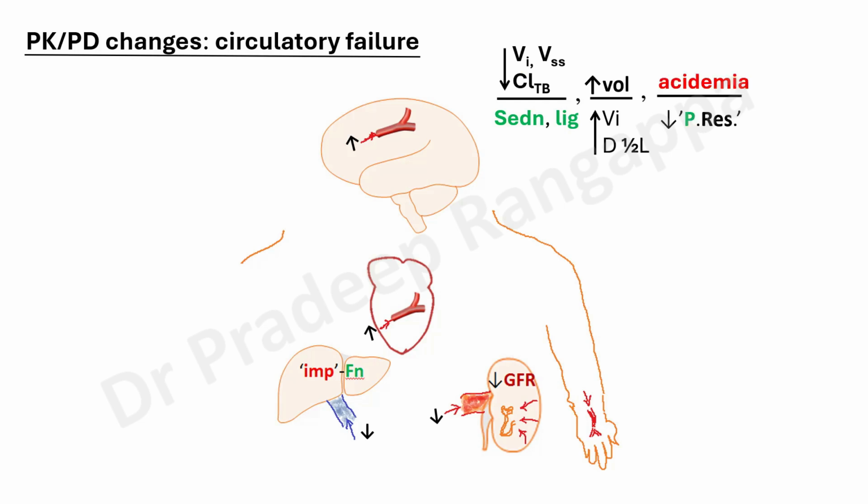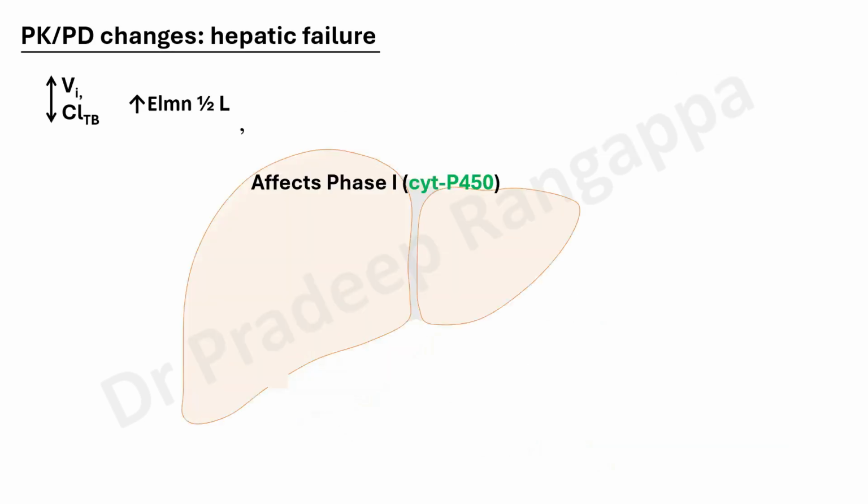And when there is a circulatory shock, there can be acidemia that also can have an effect on the peripheral resistance. And as I said, there is increased sensitivity to certain drugs in shock situations, especially the CNS depressants. So if you're using sedatives, they have a profound effect, and that's why you would have to use them with caution, especially in circulatory failure. So we'll just look into what are the PKPD changes in hepatic failure.